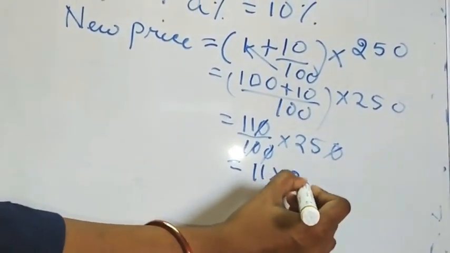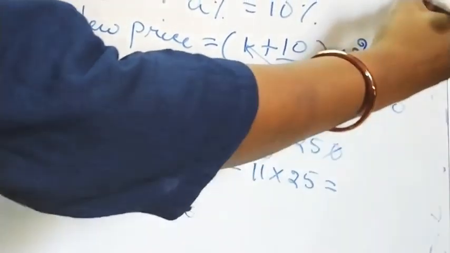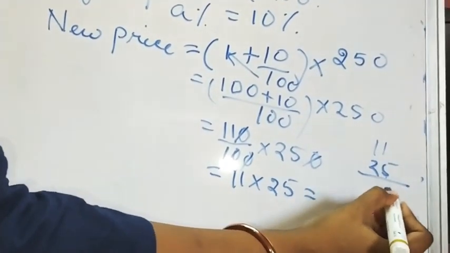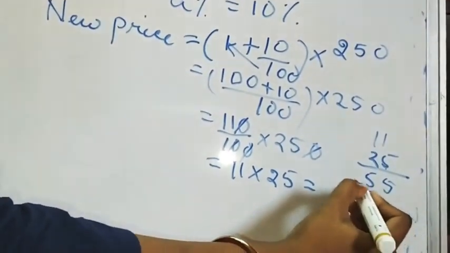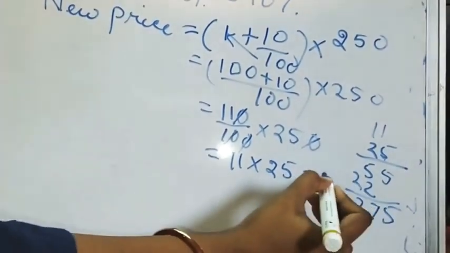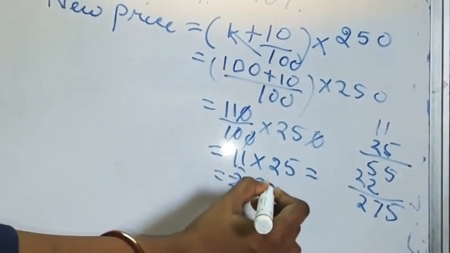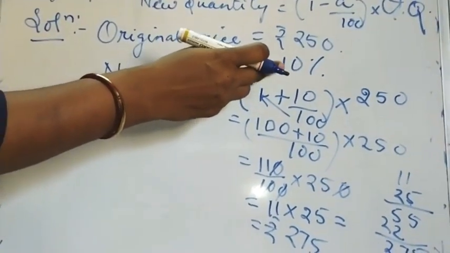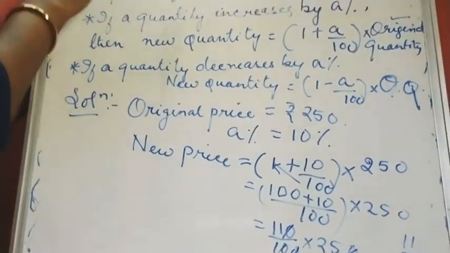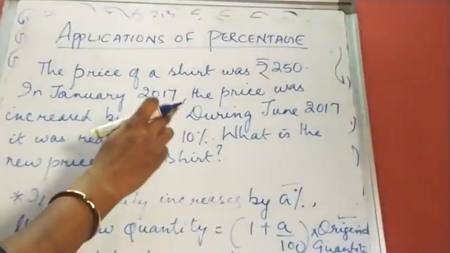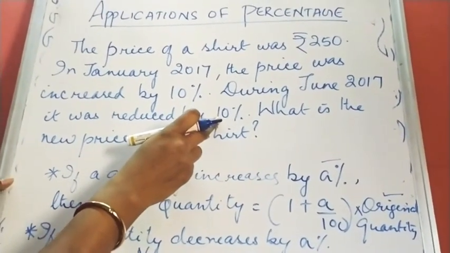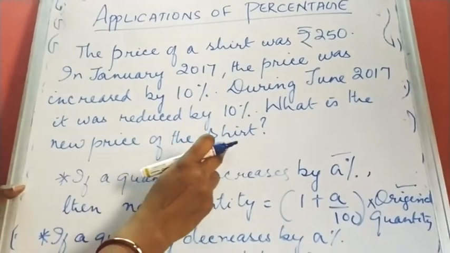When we multiply 11 with 25, what do we get? 275. So rupees 275 is the new price when the original price is increased by 10%. The question has a second half: during June 2017, it was reduced by 10%. What is the new price of the shirt?